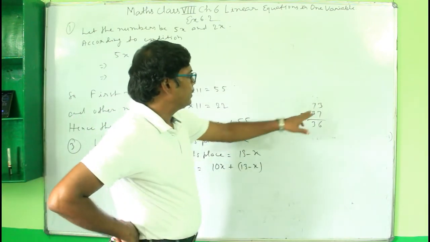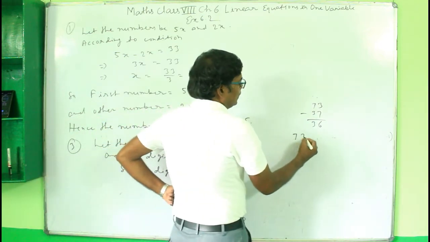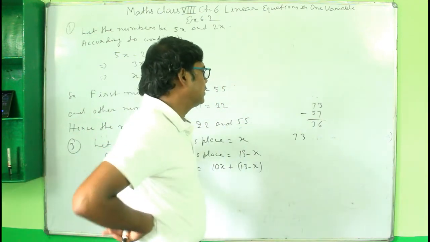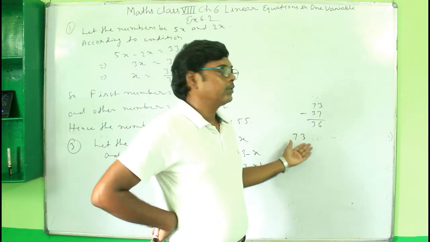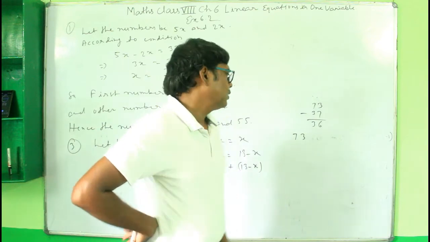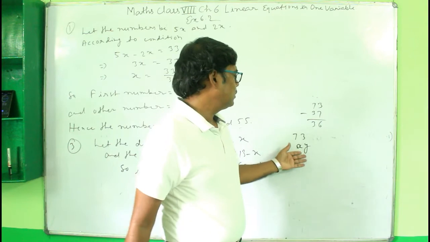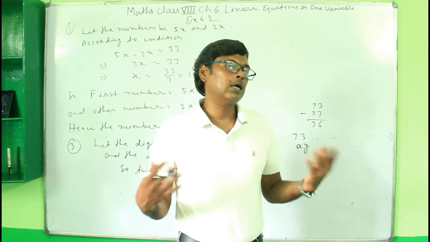Okay, this is the two-digit number. So when you write 73, then it is obvious that everybody will say that this is the number 73. Nobody will say that it is 7 into 3. But if you write, suppose, xy, then it means that it is x into y, x multiplied by y.